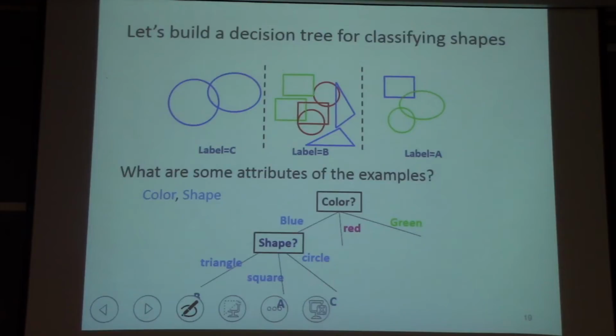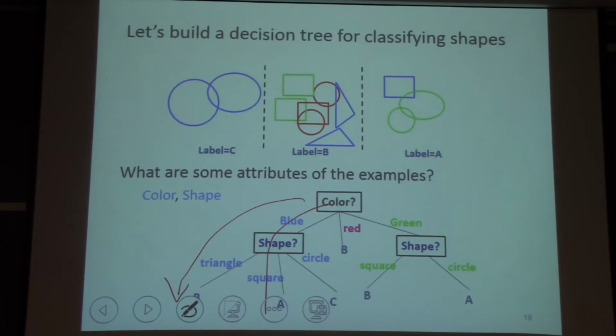And if you open the blue edge, then you still don't have a single label, so you can ask now what's the shape. So what we have here is blue triangles are B and blue squares are A. And you agree that that's pretty much what the figure represents for everything that's blue. Okay? When it's a red object, doesn't matter what the shape is, you don't even have to ask the next question. It's a B.